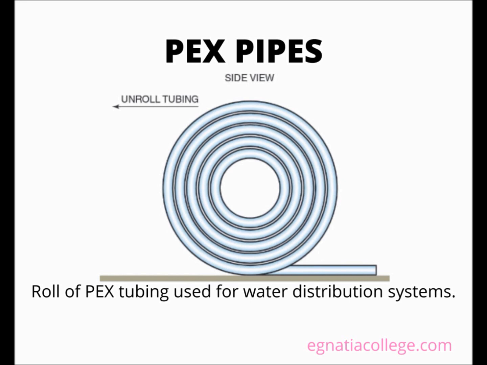Another PEX product that is used widely in the heating industry and is growing in popularity for water distribution systems is polyethylene aluminum polyethylene, or PEX-AL-PEX tubing. As its name indicates, it is a multi-layered tubing with a PEX interior, aluminum middle layer, and PEX outer layer.